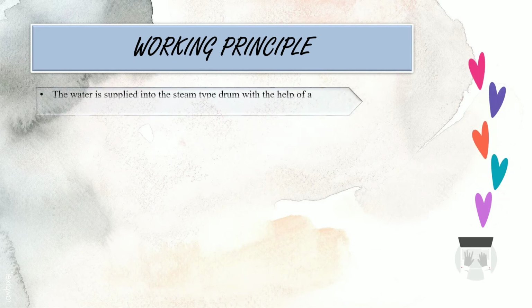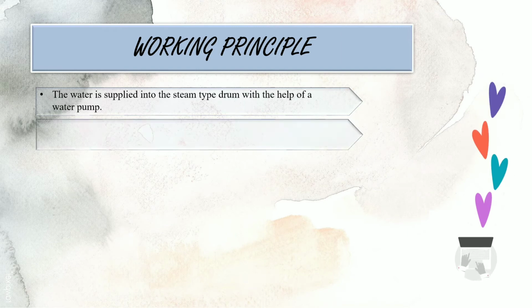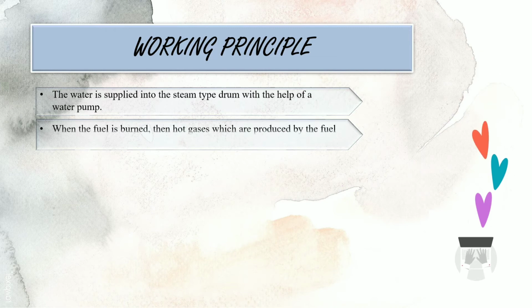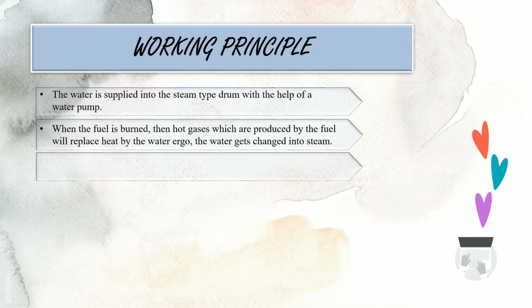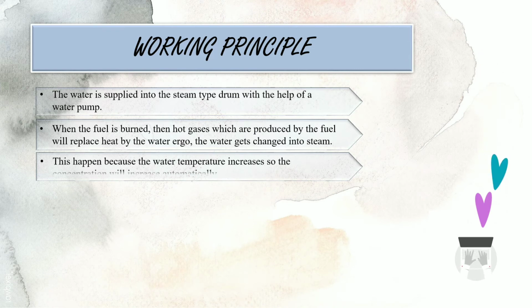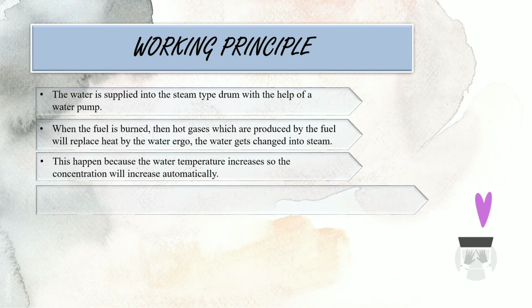The water is supplied into the steam drum with the help of a water pump. When the fuel is burned, the hot gases produced by the fuel transfer heat to the water. Hence, the water gets changed into steam. This happens because the water temperature increases, so the pressure will increase automatically.